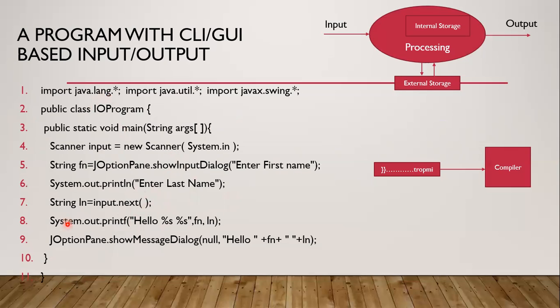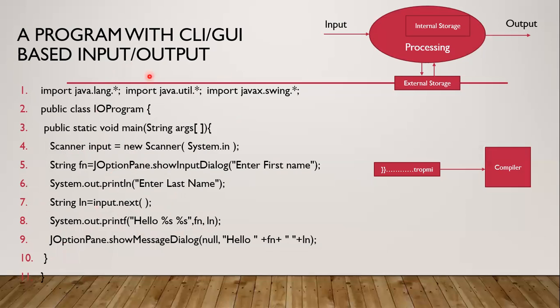The system object is actually defined in the lang package. So when the compiler comes to this line, it does not know what is the meaning of system. But if we write this import, then the compiler knows that anything suspicious or undefined here should be looked up in this import. Similarly, the scanner, something not defined here should be looked for somewhere else, that is in the util package. Similarly, GOptionPane, something not defined here should be looked for somewhere else.